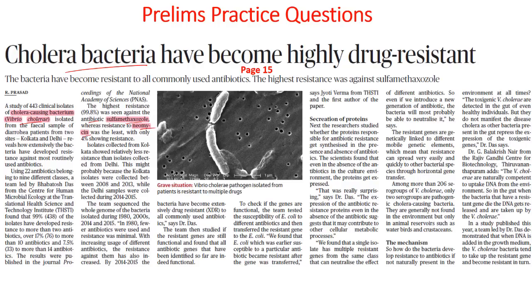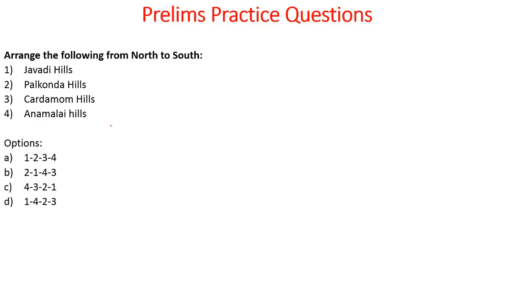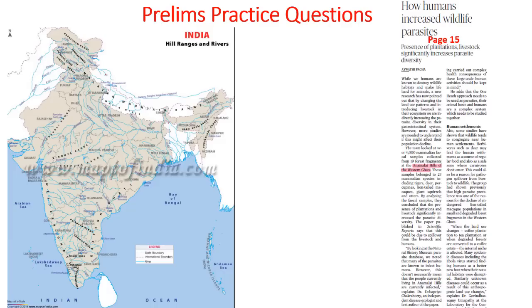Now let's look into the next practice question. Arrange the following from north to south: Javadi Hills, Palkonda Hills, Cardamom Hills and Annamalai Hills. The answer to this is 2143. Why? We have Palkonda Hills in the first, then we have the Javadi Hills, followed by Annamalai Hills, and finally what we have is the Cardamom Hills. Why have I picked this up? Because there is a reference that has been made with reference to the Annamalai Hills of the Western Ghats.